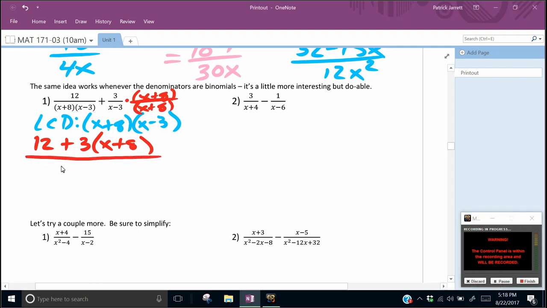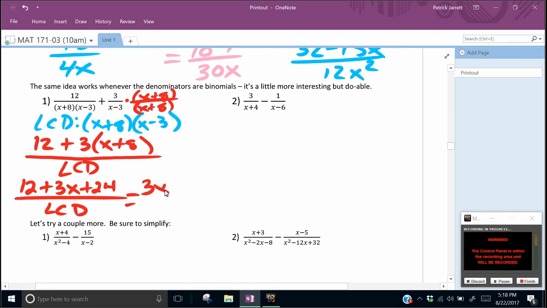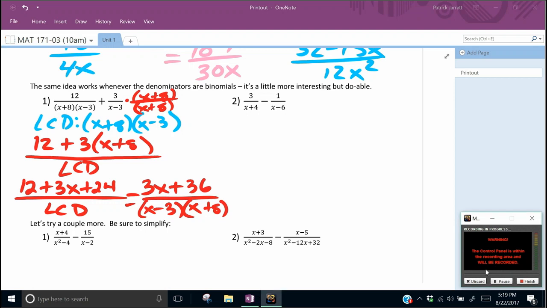12 plus 3 over x plus 8. And we can just say divide it by the LCD. So simplifying, we have 12 plus 3x plus 24 over the LCD. And then the final answer is 3x plus 26. Not 26, but rather it's going to be 3x plus 36. And we can now put the LCD as x minus 3 times x plus 8.